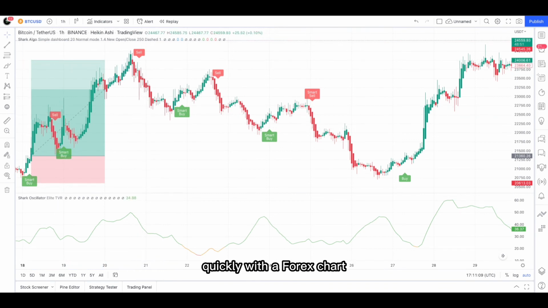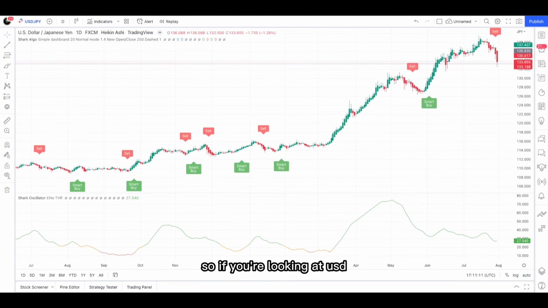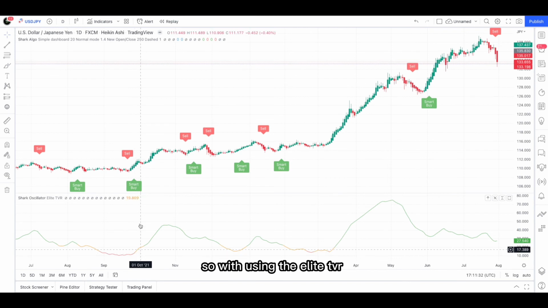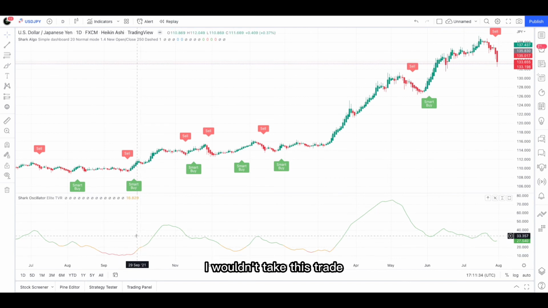I'll give you an example quickly with the Forex chart. So if you're looking at USD and the Japanese yen, as you can see here, we have a green line, we have the yellow, proceed with caution, and we have the red, which means we want to avoid. So let's say we take the smart buy signal over here. Let's see it's in the yellow line. So maybe we don't want to take this trade. This is something we want to proceed with more caution. We would look for other indicators to give us some more confirmation. So with using the Elite TVR, I wouldn't take this trade.